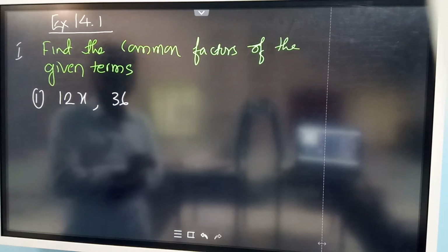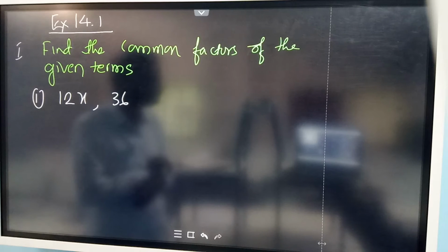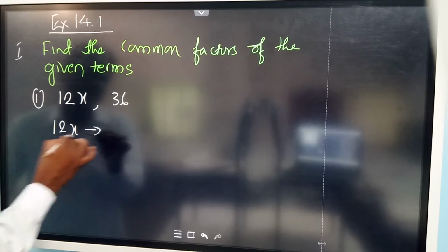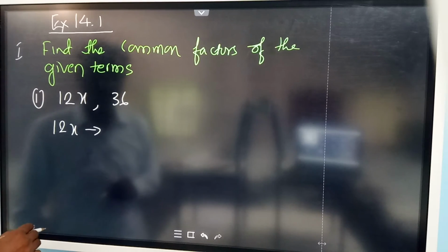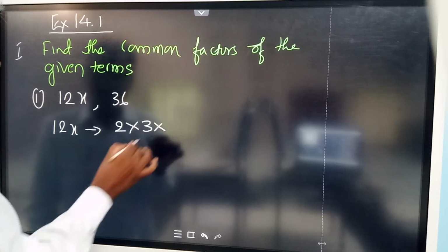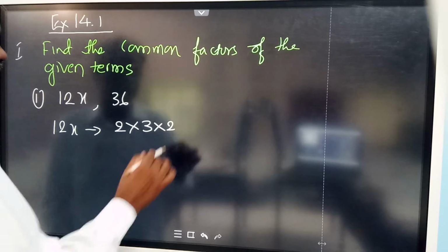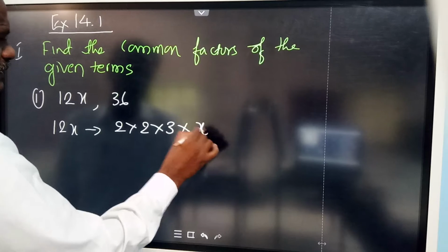Find the common factors of the given terms. We have two terms here, 12x and 36. So find out the factors of 12x. What are the factors here? 2 into 3 into x. So you can write 2 into 3 into 2, or otherwise 2 into 2 into 3 into x.